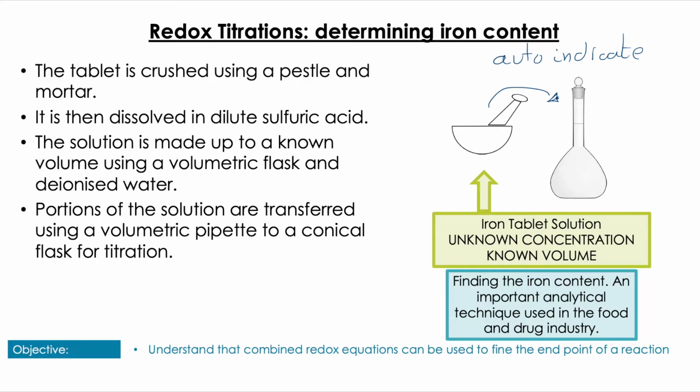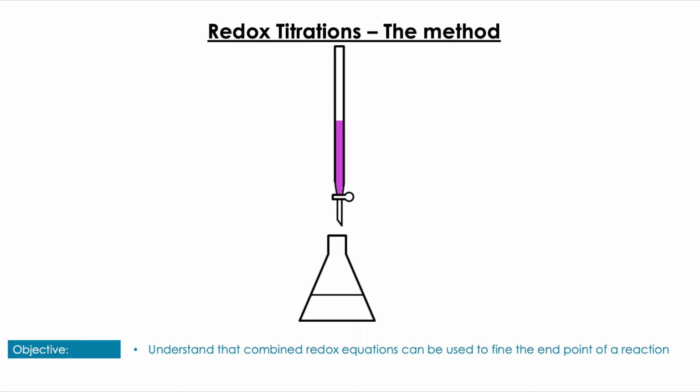An example of doing this might be to crush up a tablet, dissolve that tablet in sulfuric acid, and then that solution is made up to a known volume, and we can use a volumetric flask for that, and we can then titrate it. And then from that titration, using a standard solution, we're able to work out the exact concentration and mass in the sample. So we're actually going to use a rather familiar looking titration to do this.